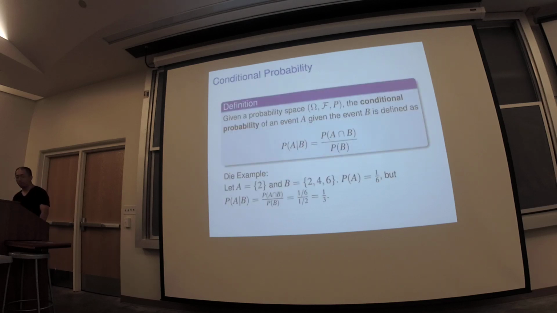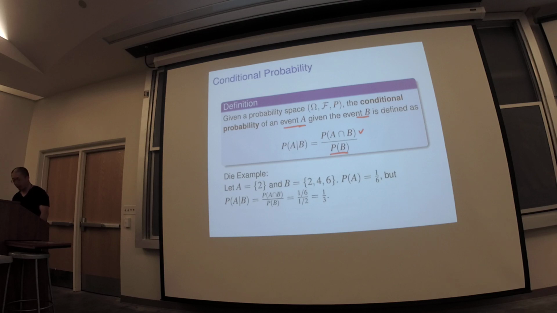And conditional probability. Given a probability space, the conditional probability for an event A given event B is defined as follows. It is defined as dividing the joint probability, that is, the probability of A intersecting B, where both A and B happen, by the probability of B. This is conditional probability.